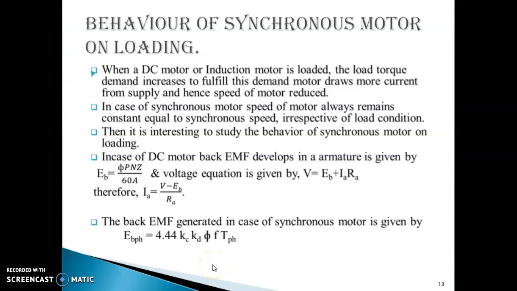Good afternoon everyone. Today we will discuss the behavior of synchronous motor on loading. Before discussing the behavior of synchronous motor, let us discuss first the behavior of DC motor or induction motor on loading.